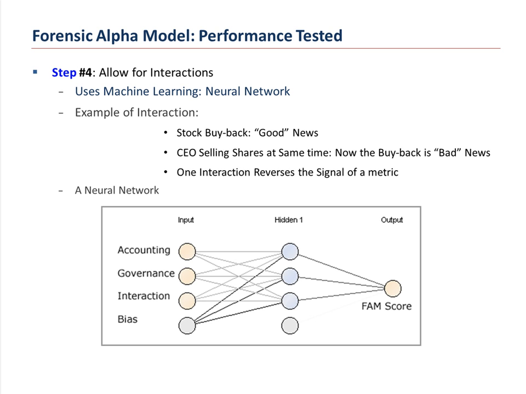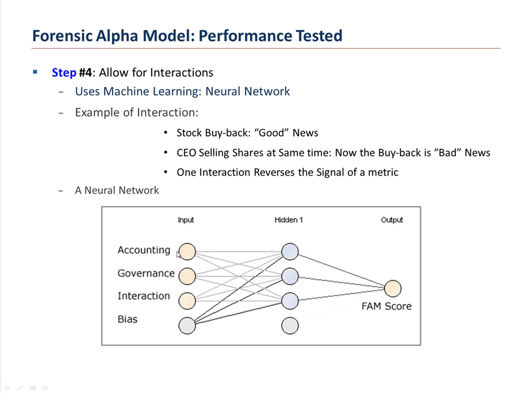An example of the interaction that we wanted to pick up would be something like a stock buyback, which could be considered good news. When combined with a CEO selling shares at the same time, now the buyback is in fact bad news. In this case, one interaction reverses the signal of a metric, and we wanted to pick that up. So we did it with a neural network, and we did it actually relatively simply.